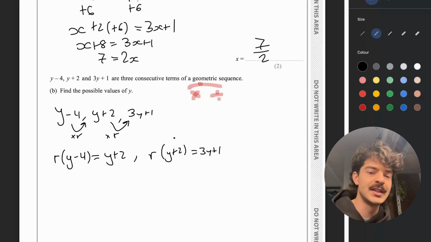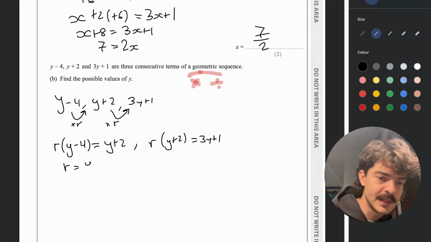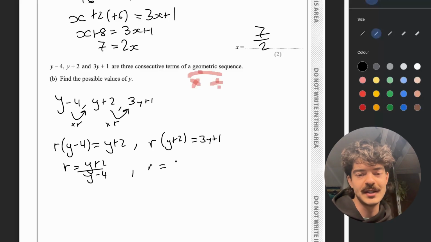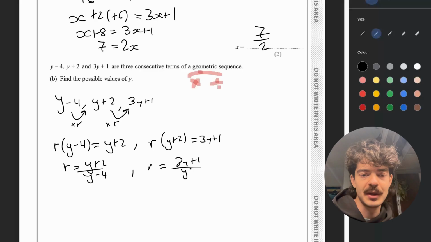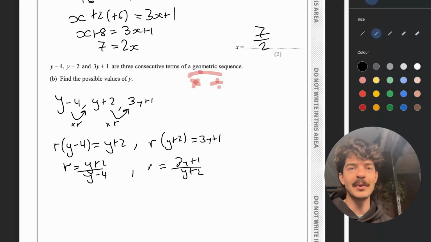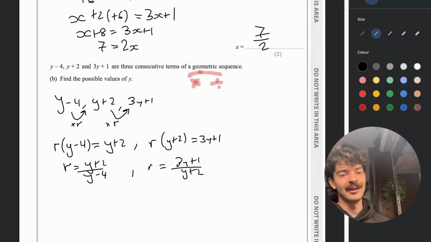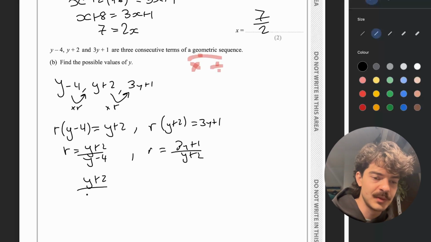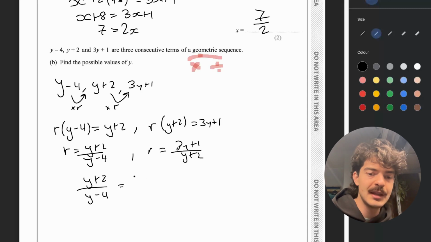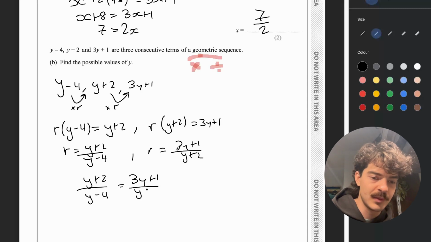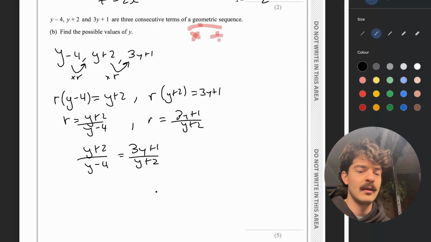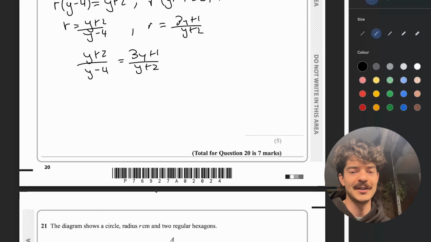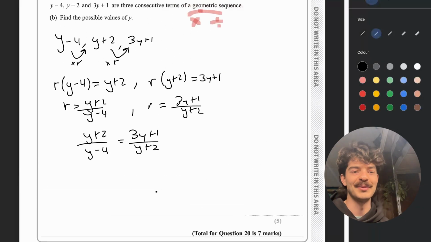We can now isolate r in both equations. r is equal to y plus 2 over y minus 4, and over here, r is equal to 3y plus 1 over y plus 2. Because they're both equal to r, we can set them equal to each other. Amazing. So we get rid of our value of r, and we've got y plus 2 divided by y minus 4 equals 3y plus 1 over y plus 2. Okay, now we're into the nitty-gritty of the algebra. Gosh, 5 marks for that question as well. This is not a small bit of algebra.